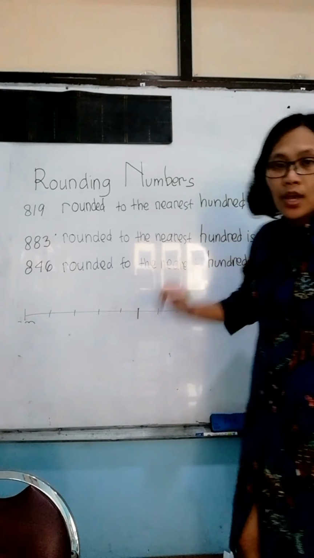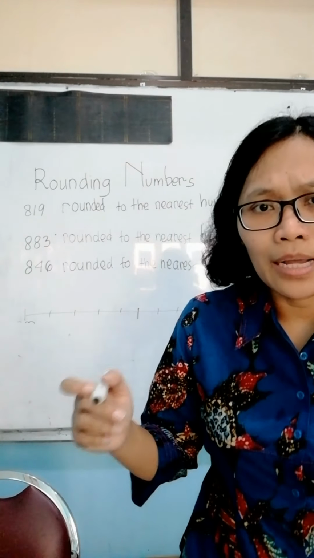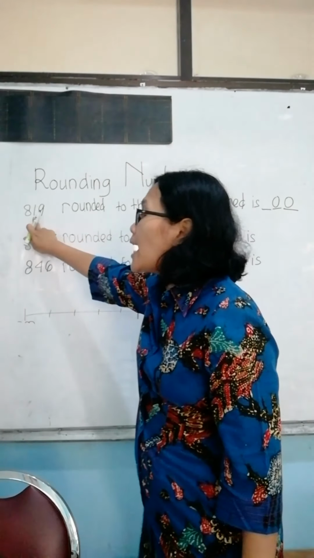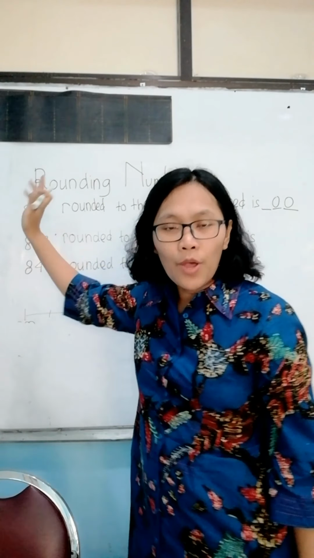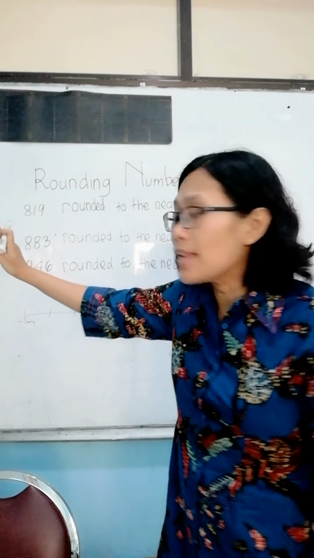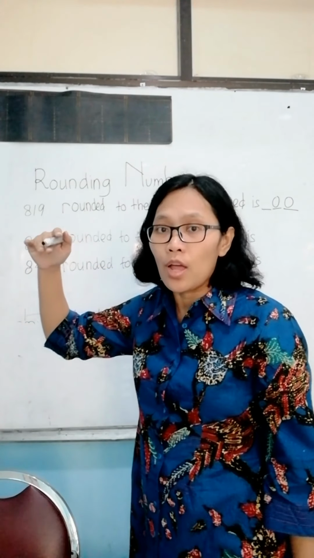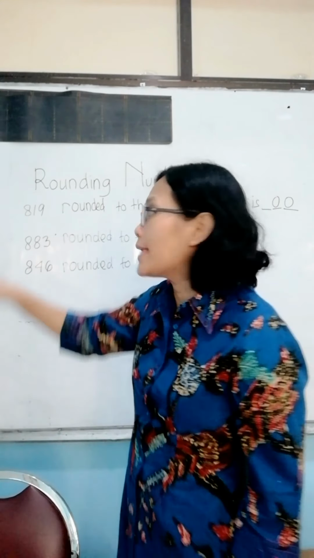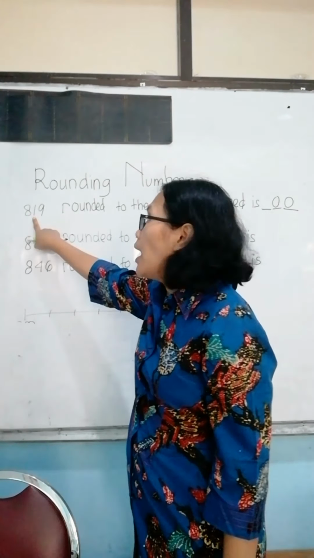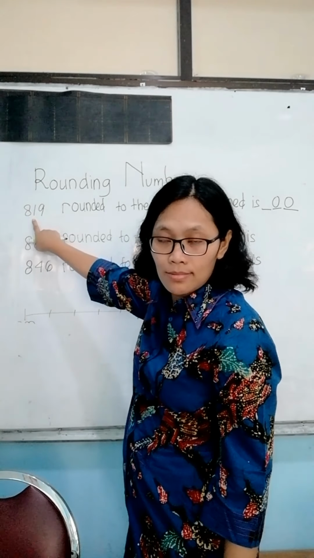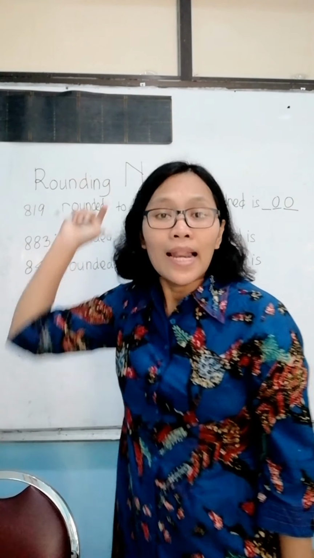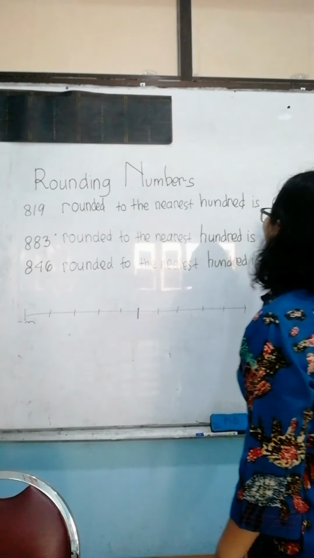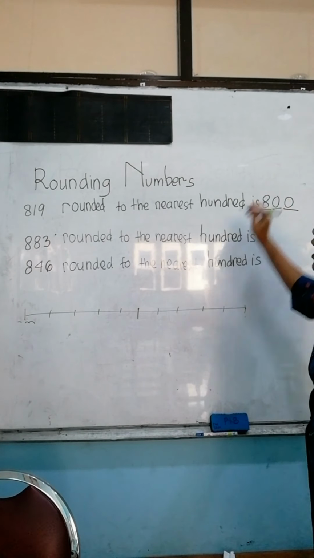How about the 100? 8 going up or down? You have to see the 10s. When you round to the nearest 100, the one that decides whether it will be rounded up or rounded down is the 10s place. The 10s place here is 1. 1 is less than 5, which means you have to round it down. So the answer is 800.